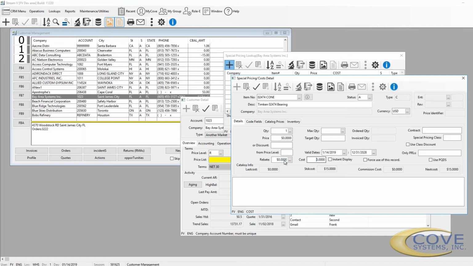Then you have instant display. What this flag does is say, if there is a rebate, show the value of the rebate during the target price and order entry. And then force use of this record. This is known as the force flag. What this means is, regardless of if the special pricing system comes up with a lower price, for example, a sale or any other price that's lower than this, don't use that special price.